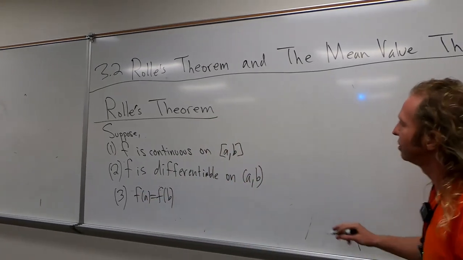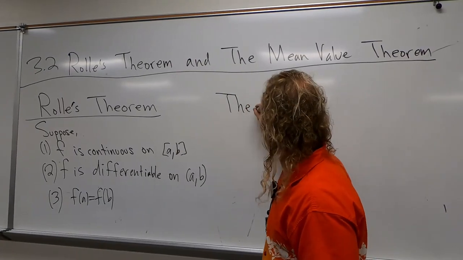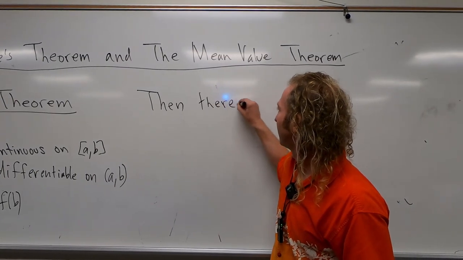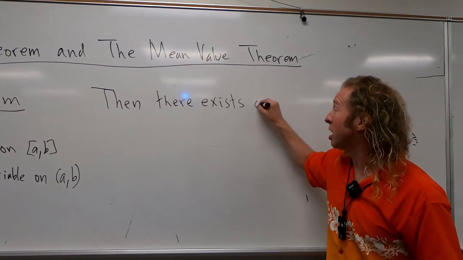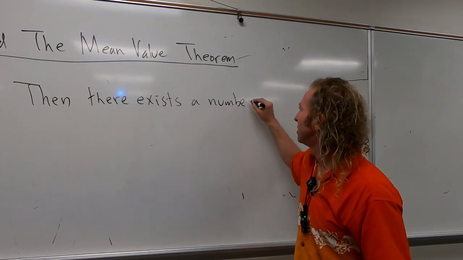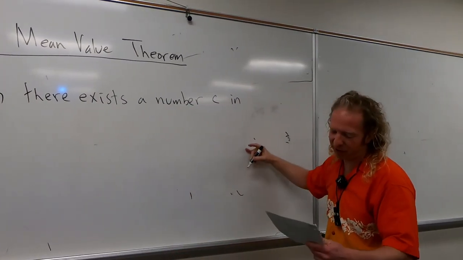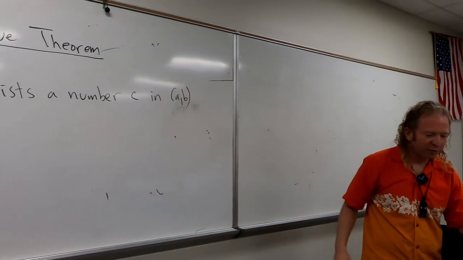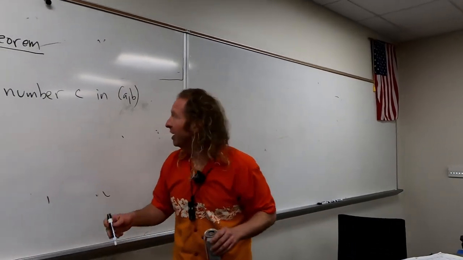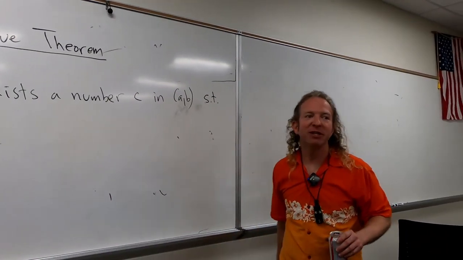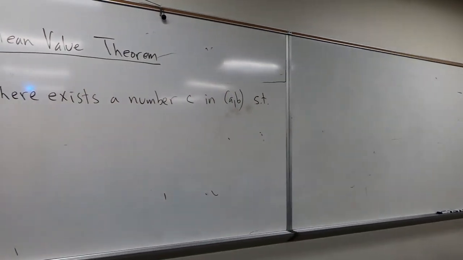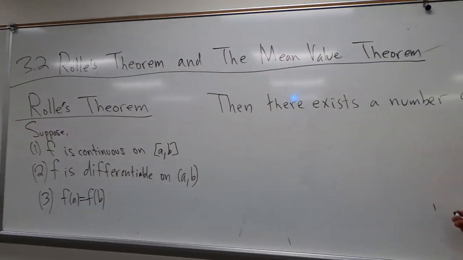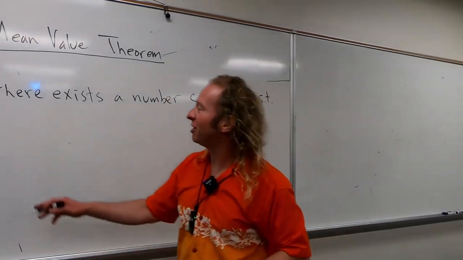So if you have these three conditions, then Rolle's, who was a person, I'm sure he was, then there exists a number c in, I believe, the open interval (a, b), s.t. Anyone know what s.t. means? If you had to guess. Such that. The derivative is equal to zero there.